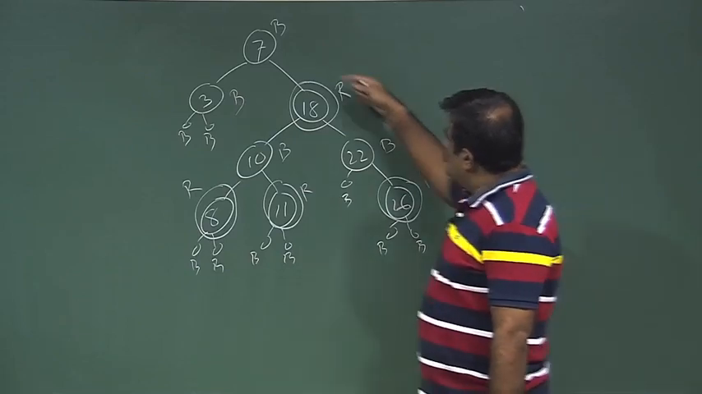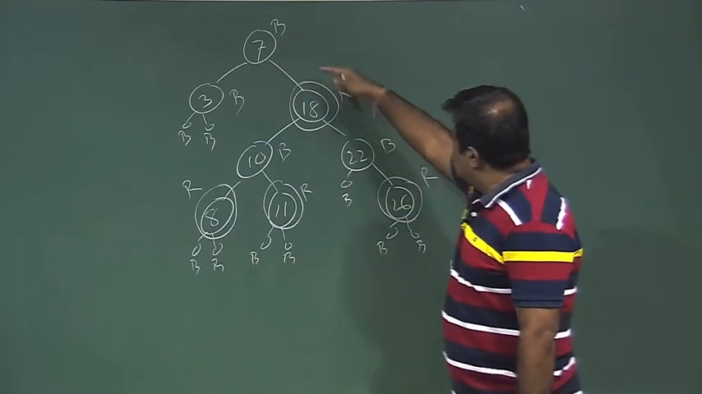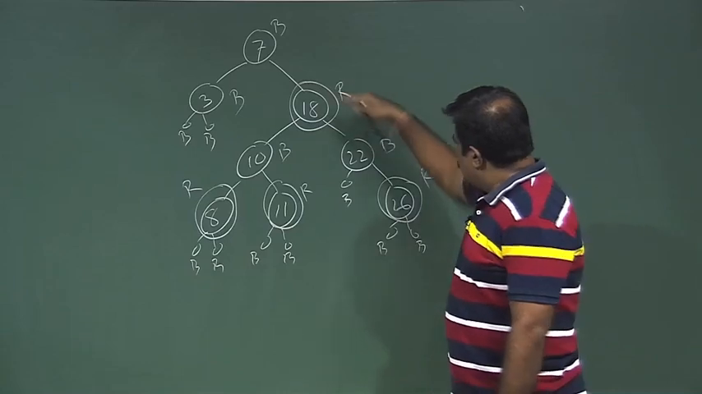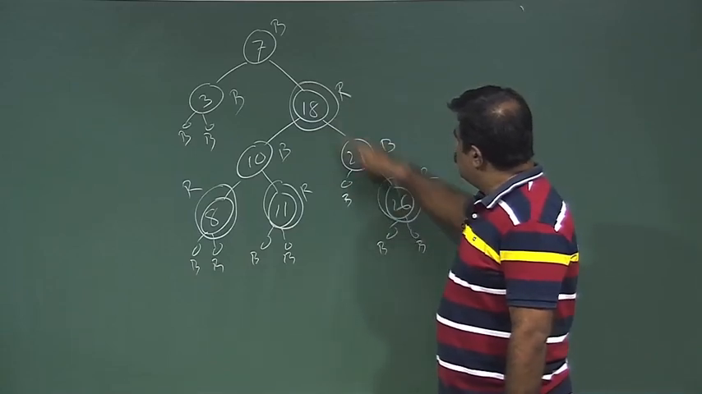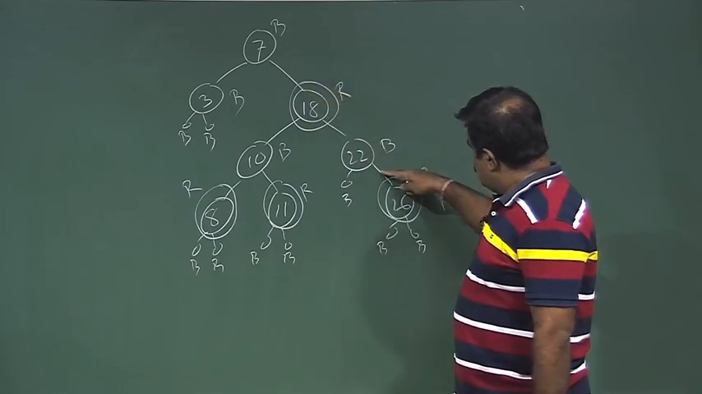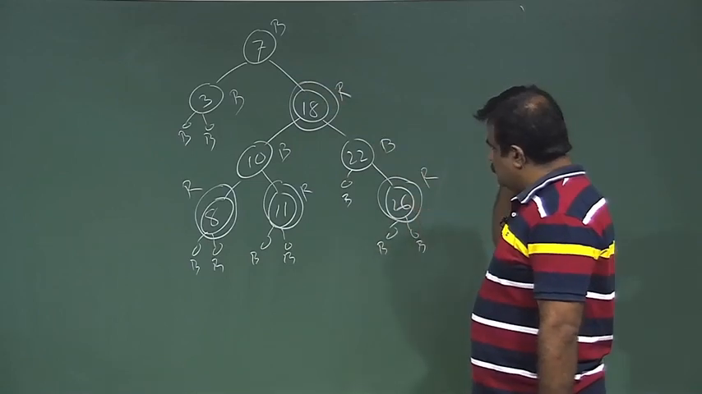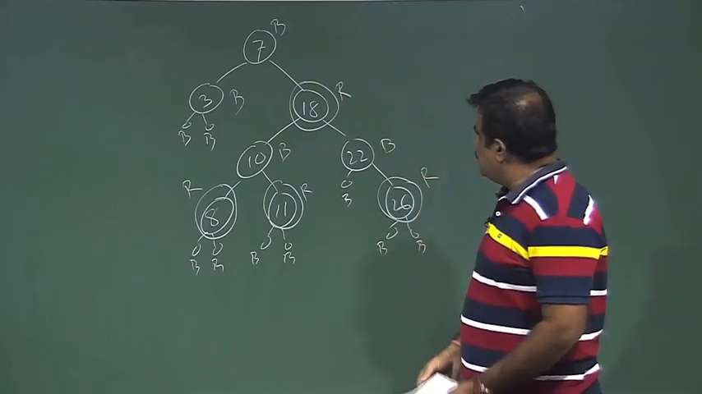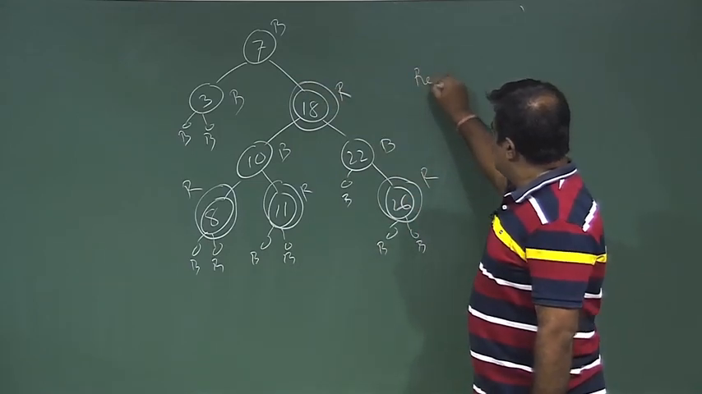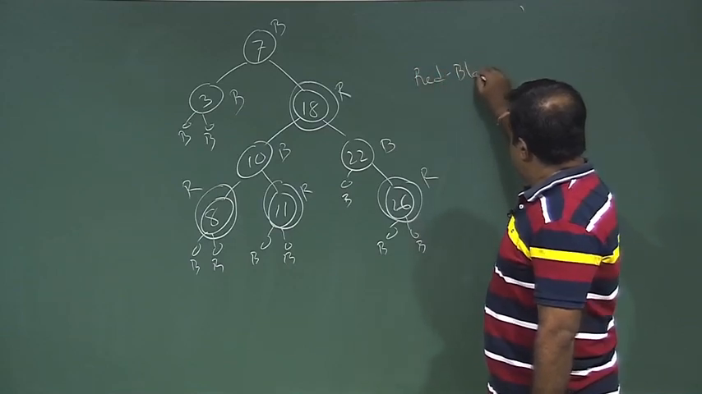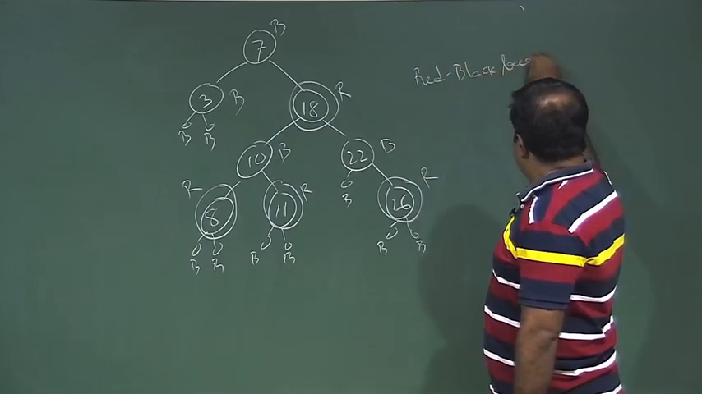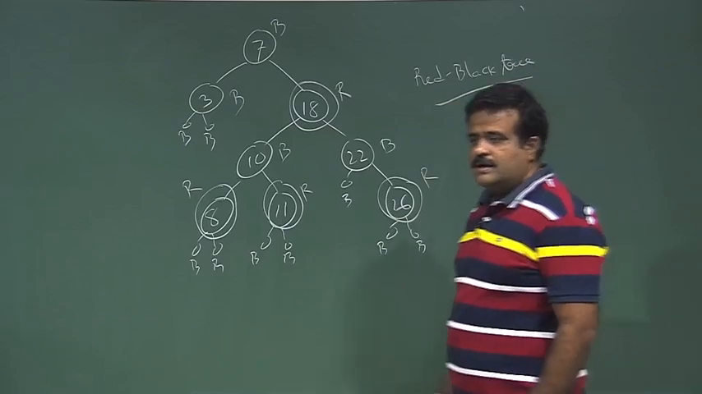If you count the black height of this node, from this to this, 1, 2, yeah. So this has to be red. This is an example of a red black tree, and we can see all the properties are satisfied here.